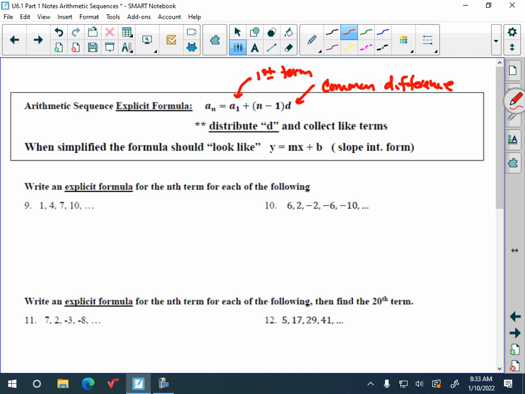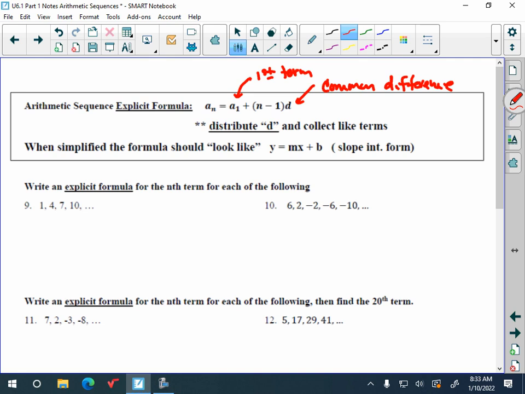And then we can distribute the D value into the parentheses, N minus 1, and then we collect like terms. What we're trying to do is get it into the form of y equals mx plus b. We're just changing the y and the x to an and n. That's the only thing that's different, which is the slope-intercept form. All right, so you'll see what I'm talking about on how we can use this formula to simplify it down.